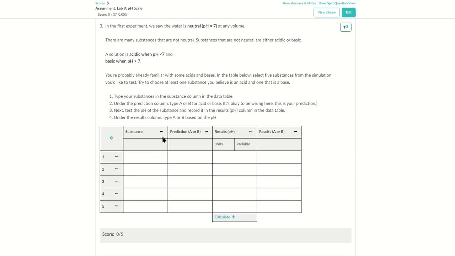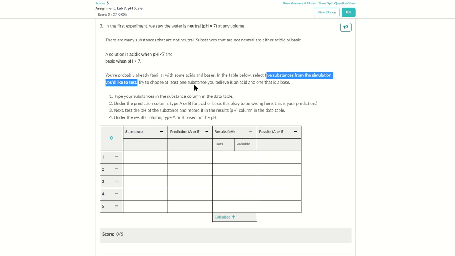Next up, you are going to make some predictions. So a lot of these substances that are given as examples, they are either acidic or basic. They're not really in that neutral area compared to water. And it's guiding you, it's teaching you what's basic versus acidic. So a solution is acidic when the pH is less than 7 and basic when the pH is greater than 7.